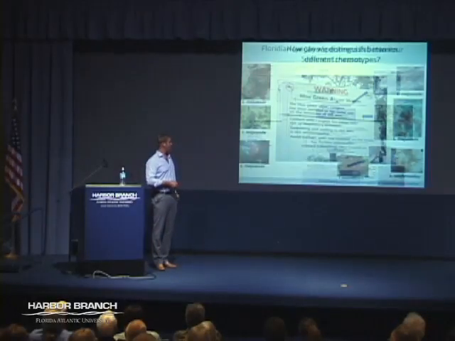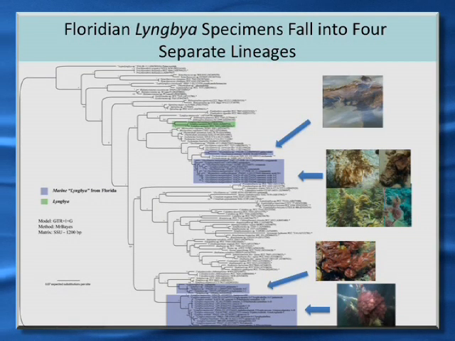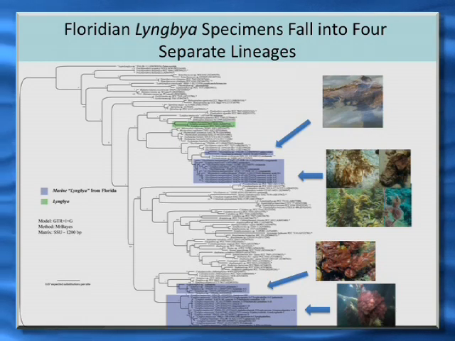So that's one of the things I'm trying to work on, to provide classification systems so we can identify these different chemotypes and distinguish them. What I have done is genetic analysis of these different specimens. And what I found is that all these Lyngbya groups are unrelated to each other. I've highlighted these in blue boxes. So we have at least four different groups. What all used to be referred to as Lyngbya are at least four different groups.